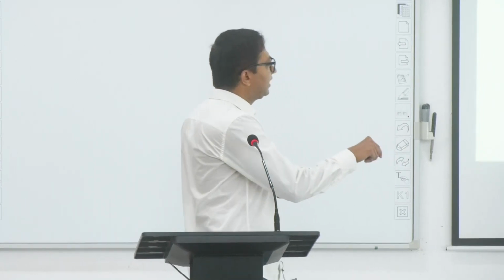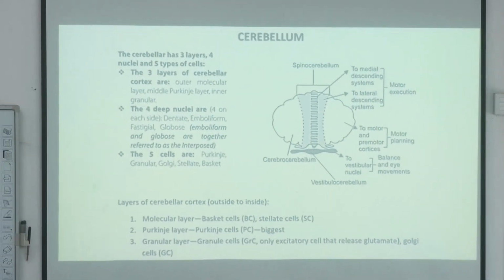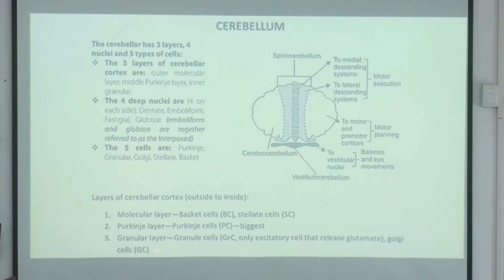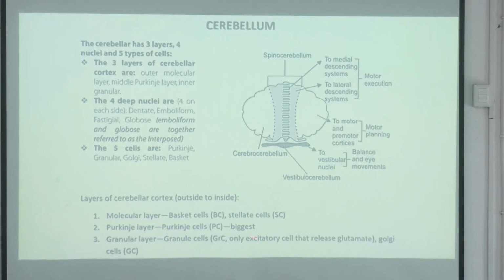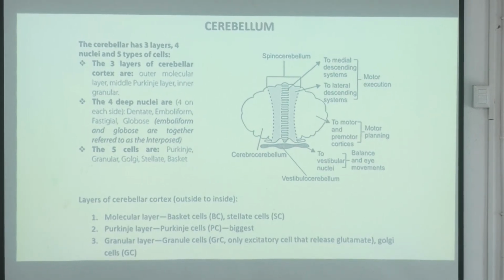Now what is there in the molecular layer? Basket cell and stellate cell. Purkinje cell layer, only Purkinje cell. And remember, Purkinje cells are the biggest cells in cerebellum, right? Now under it, the granular layer has granular cells and Golgi cell, GR and GC, right?